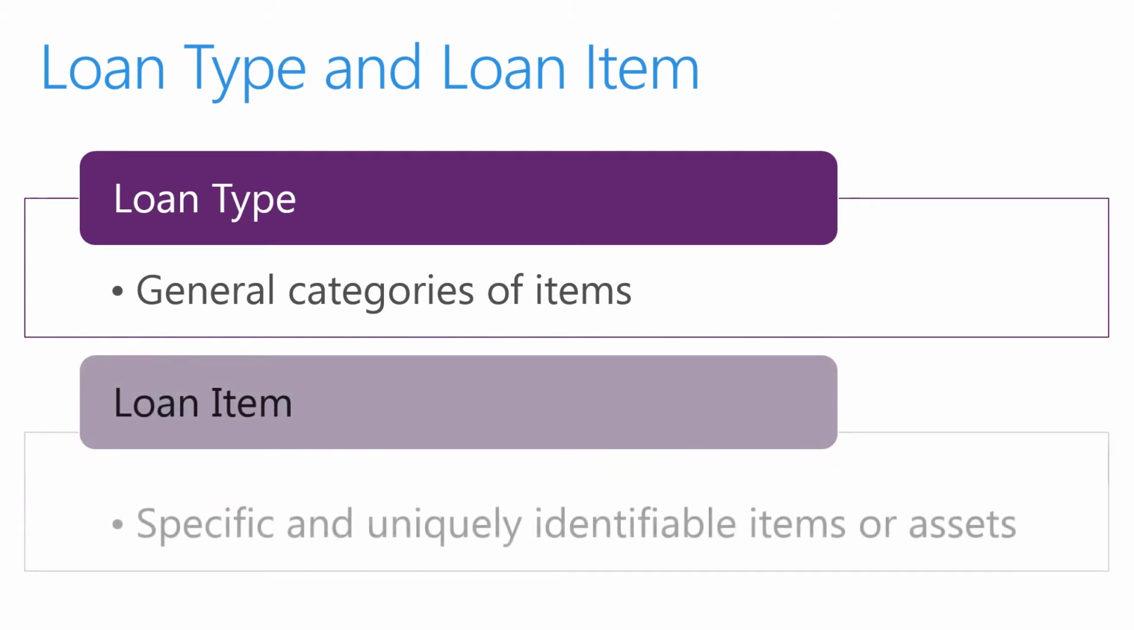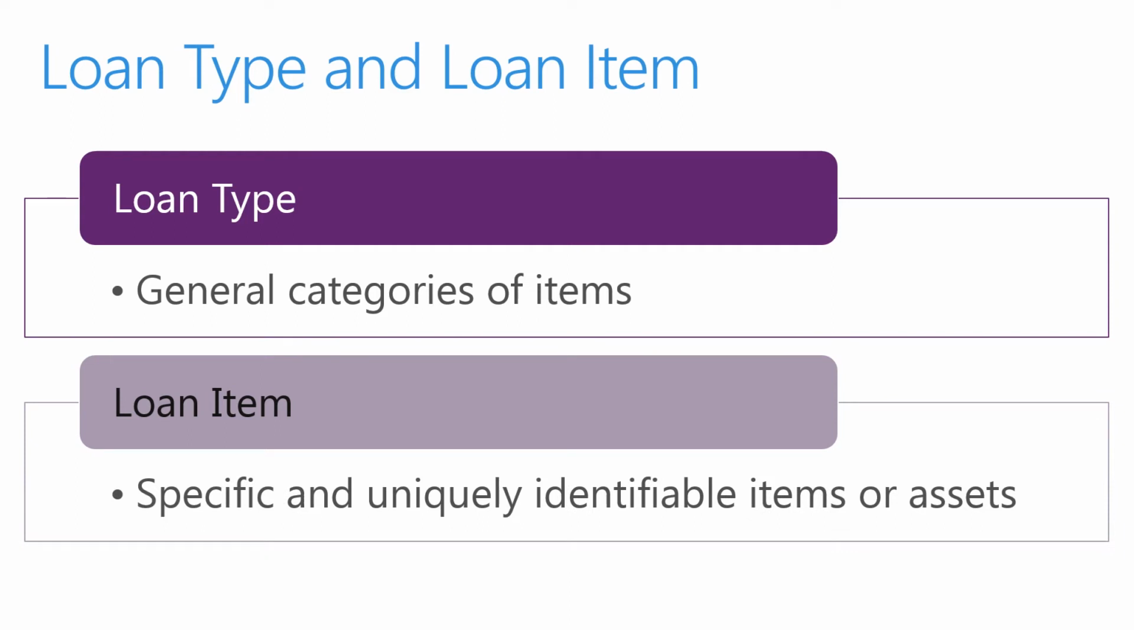So for loan items, these are specific and uniquely identifiable items or assets that employers issue to workers. For example, a particular smartphone with a particular serial number, or with credit cards, each credit card's unique number. You can create loan items in two ways: one item at a time in the loan items form, or you can do multiple items at the same time in the mass creation dialog box.